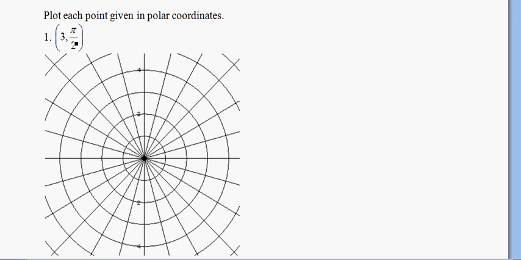My angles can be positive or negative. If it's positive, it goes counterclockwise. If it's negative, it goes in a clockwise direction. And my radius as well can be positive or negative. So in this case, it's 3 comma pi over 2, so let's just graph that.